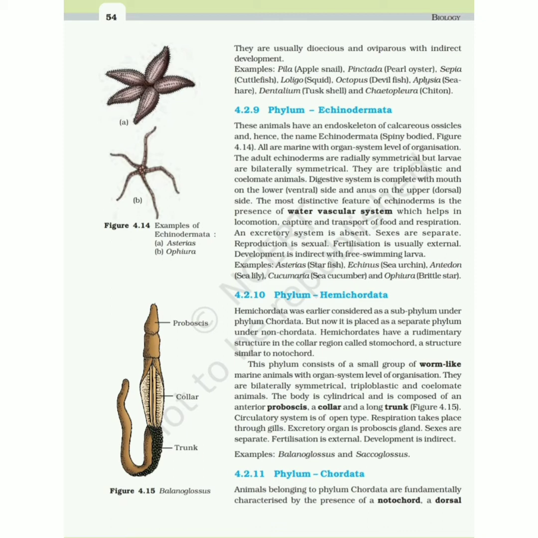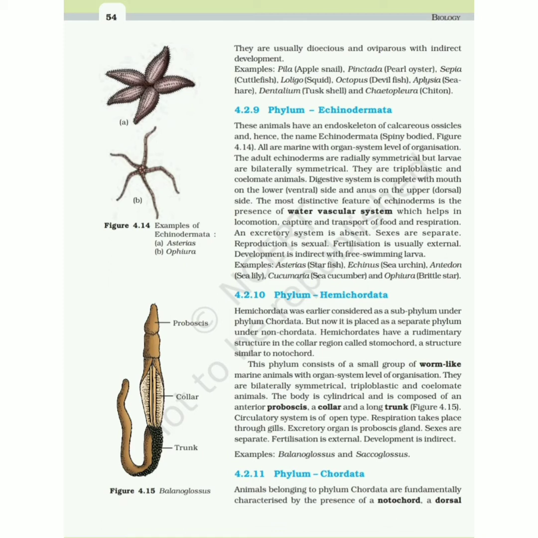The most distinctive feature of echinoderms is the presence of water vascular system which helps in locomotion, capture and transport of food and respiration. An excretory system is absent. Sexes are separate. Reproduction is sexual. Fertilization is usually external. Development is indirect with free swimming larva. Examples: Asterias, starfish, Echinus, sea urchin, Antedon, sea lily, Cucumaria, sea cucumber, and Ophiura, brittle star.